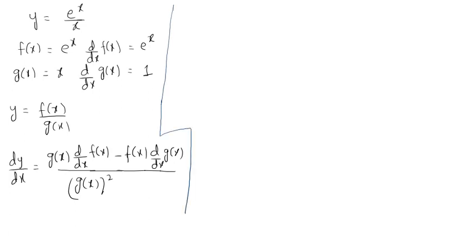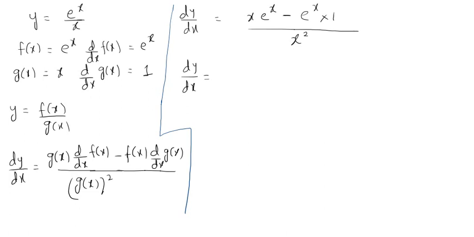So now g(x) is x, so what will dy by dx be? Putting g(x) as x, the denominator becomes x square, x into d by dx of f(x) which is e to the power x, minus f(x) which is e to the power x into d by dx of g(x) which is 1. So the answer is dy by dx is equal to e to the power x into (x minus 1) by x square.